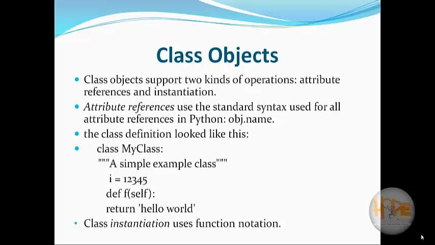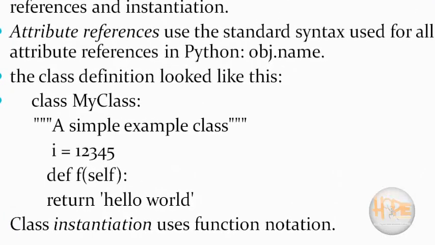i = 12345, and a function definition f with self that returns 'hello world'. Then MyClass.i and MyClass.f are valid attribute references, returning an integer and a function object respectively. Class attributes can also be assigned to, so you can change the value of MyClass.i by assignment.